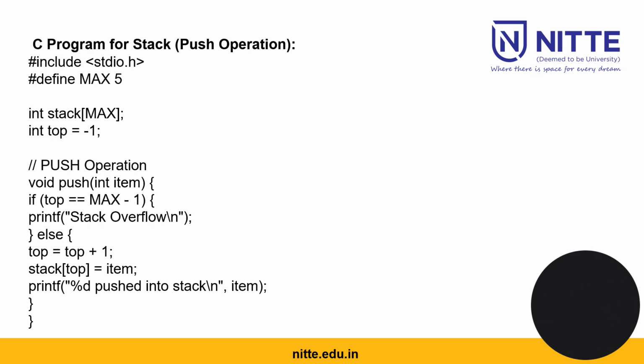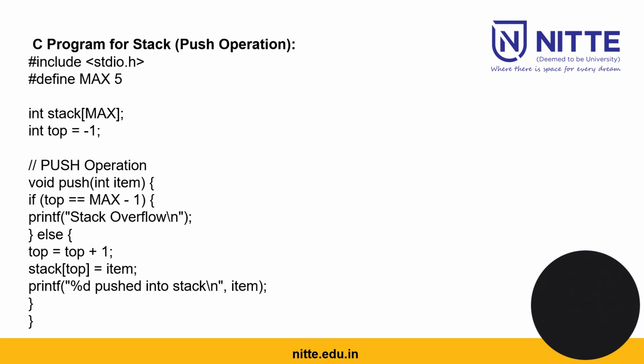So void push, int item, is the element that we are going to insert into the stack. Then if top is equal to MAX - 1, that indicates the stack is full, so it will print stack overflow. Else, if top is not equal to MAX - 1, it indicates that there is still space in the stack. So that is why top will be incremented by 1. So the new top is equal to top plus 1. In that new top I am going to insert this item, so stack of top is equal to the item.